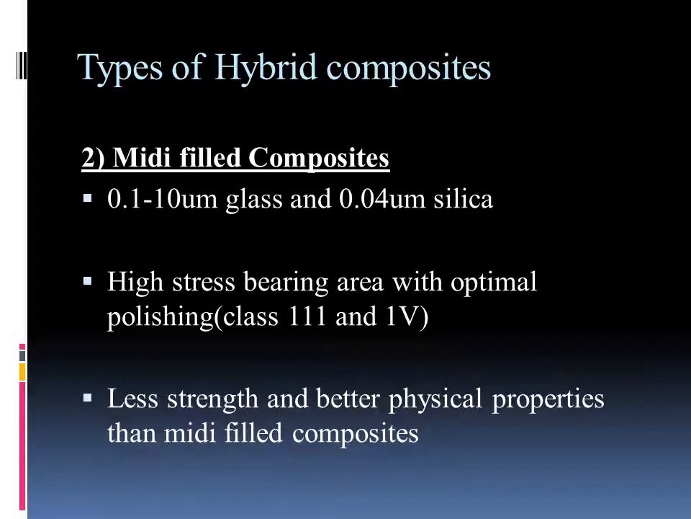Then moving on to the smaller composites of the hybrid composites type are the midi filled, 0.1 to 10 micron glass and 0.04 micron silica. These are used in the high stress bearing areas with optimal polishing, so where we want aesthetics and polishing, like class 3 and 5. So there is also high stress, so we can use them there. However, compared to the previous composites, they have less strength but better physical properties than the midi filled composites.